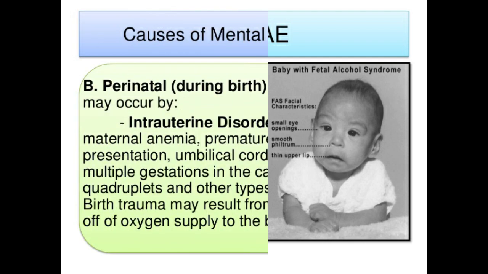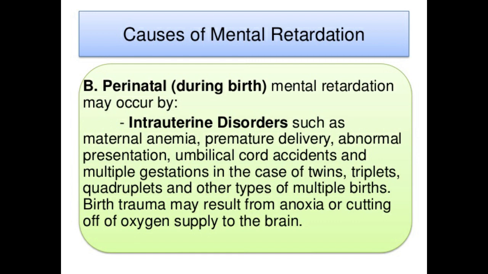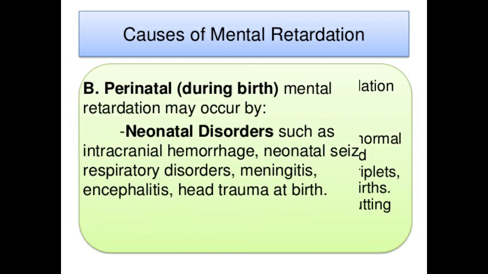Now let's talk about the perinatal causes under mental retardation. We have intrauterine disorders such as maternal anemia, premature delivery, abnormal presentation, umbilical cord accidents, and multiple gestation in the case of twins, triplets, quadruplets, and other types of multiple births. Next are neonatal disorders such as intracranial hemorrhage, neonatal seizures, respiratory disorders, meningitis, encephalitis, and head trauma at birth.